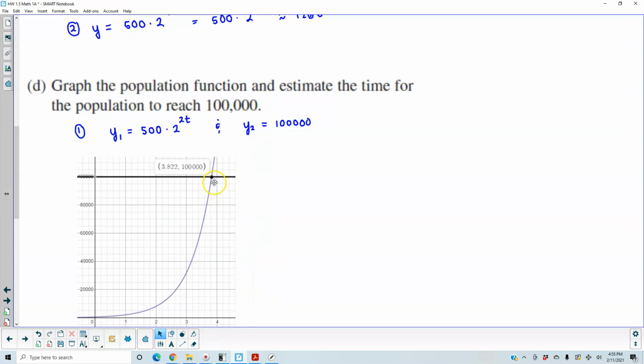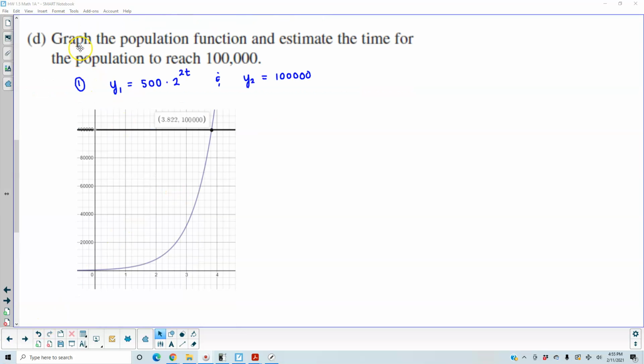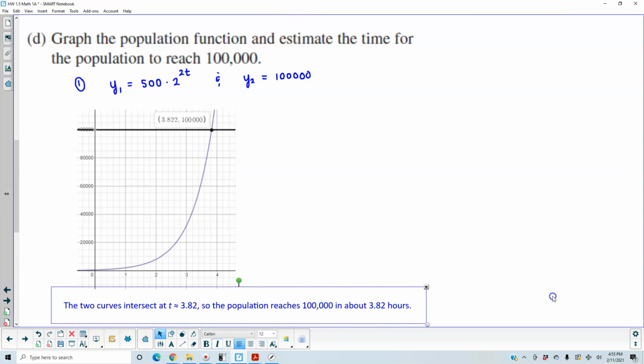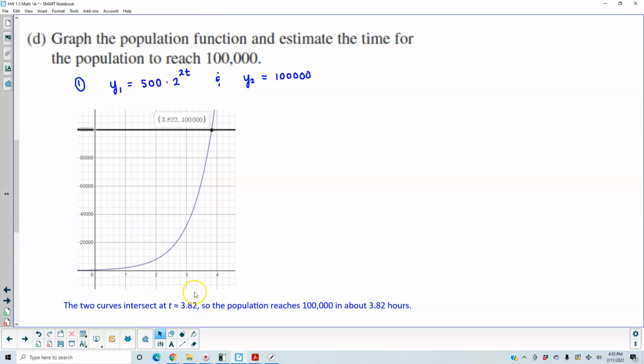So we can see what our point of intersection is. The value for x is at 3.822. And so answering our question, graph the function, estimate the time for the population to reach 100,000. Well, we can say that the two curves intersect when t is approximately 3.82. So the population reaches 100,000 in about 3.82 hours.